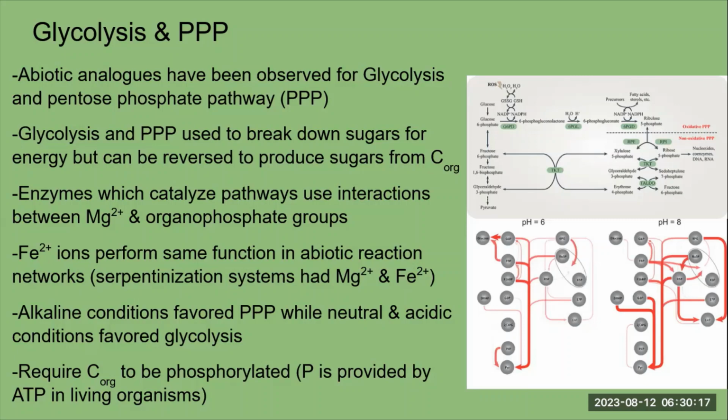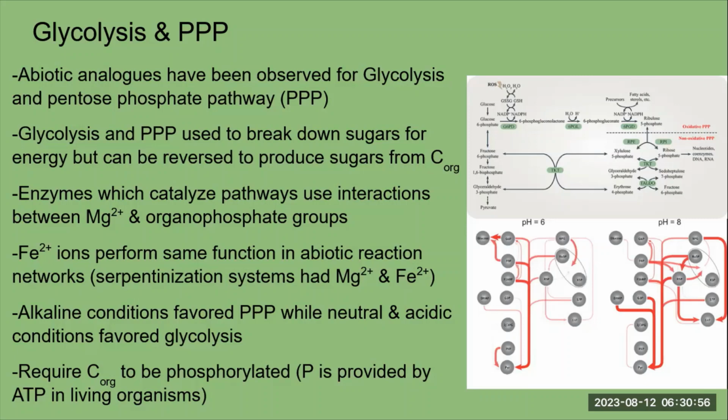Abiotic analogs of glycolysis and PPP have been observed in chemical conditions similar to the oceans of 4 billion years ago. In the abiotic reactions, ferrous iron ions perform a similar function to the magnesium cofactors in biological systems, but it should be mentioned that terrestrial serpentinizing systems would have had both magnesium and ferrous iron ions. In an alkaline environment, the reaction networks more closely resemble that of the pentose phosphate pathway, while in acidic or neutral conditions, it more closely resembles glycolysis.